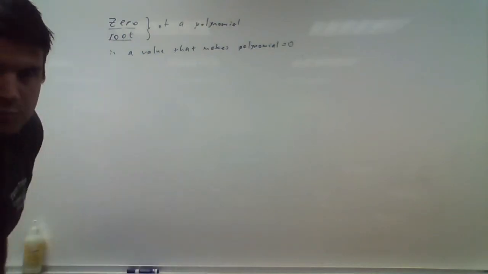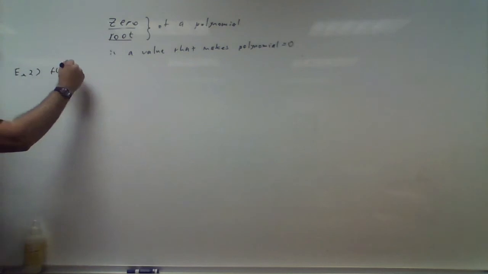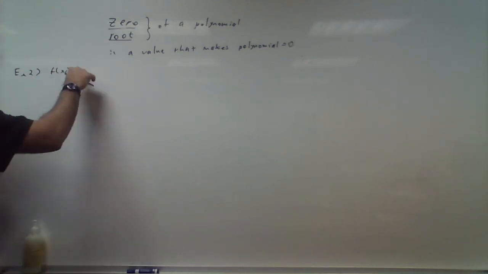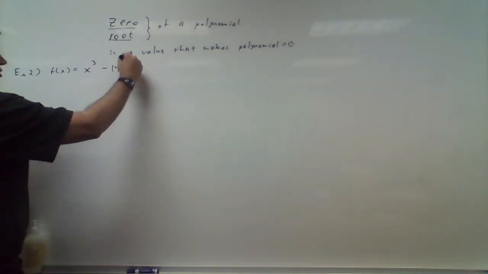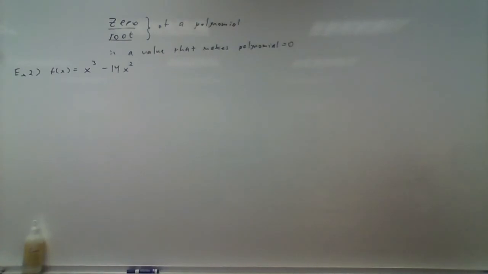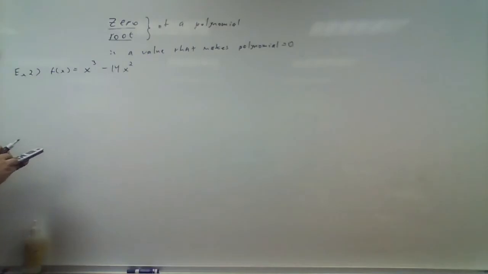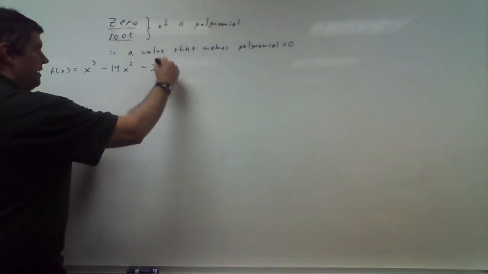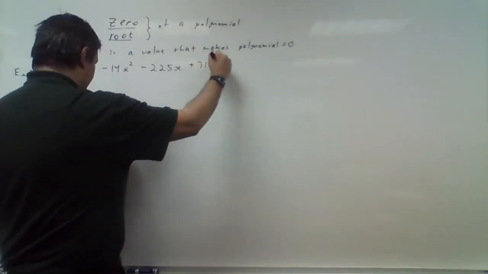All right. Example 2. We'll have f of x equal x cubed minus 14x squared minus 225x plus 3150.